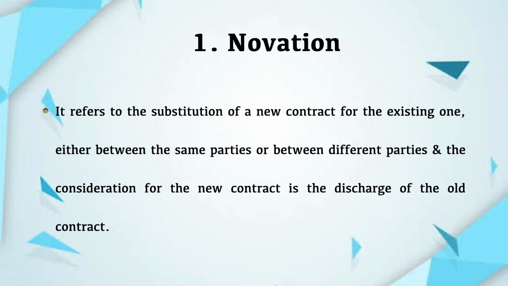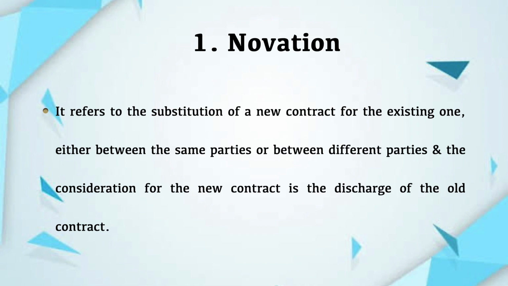Let's look at the first one, novation. What does novation refer to? It refers to the substitution of a new contract for the existing one. So basically whatever agreement you have previously made, you are making another contract, a new contract, in the place of the original contract. That's called novation. It can be either between the same parties or between different parties. And the consideration for the new contract is the discharge of the old contract.